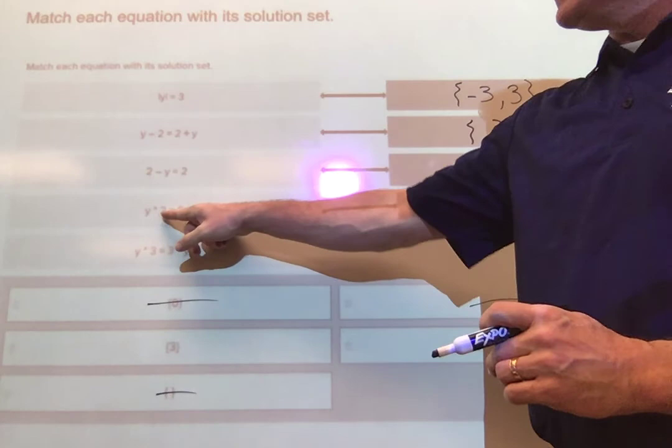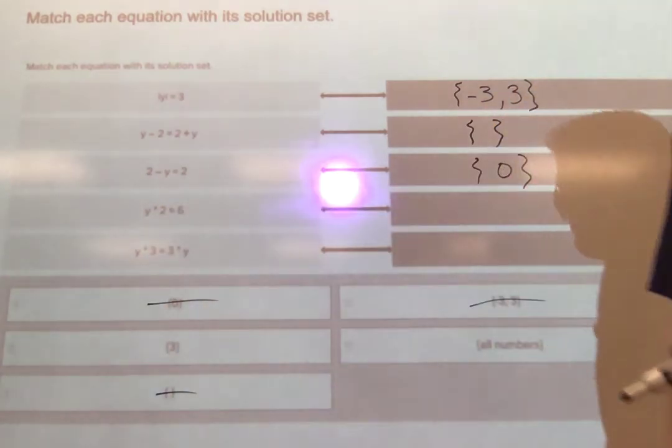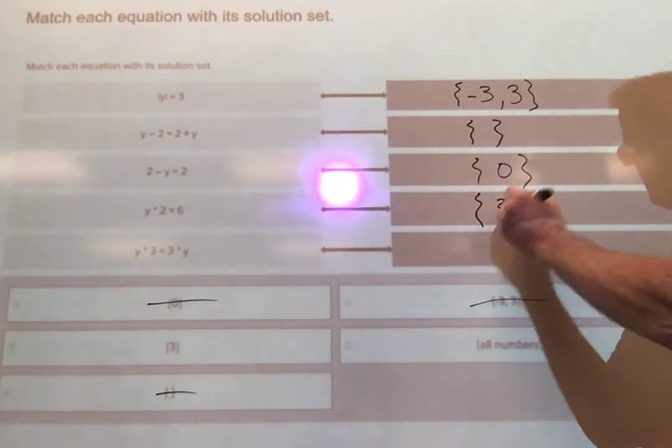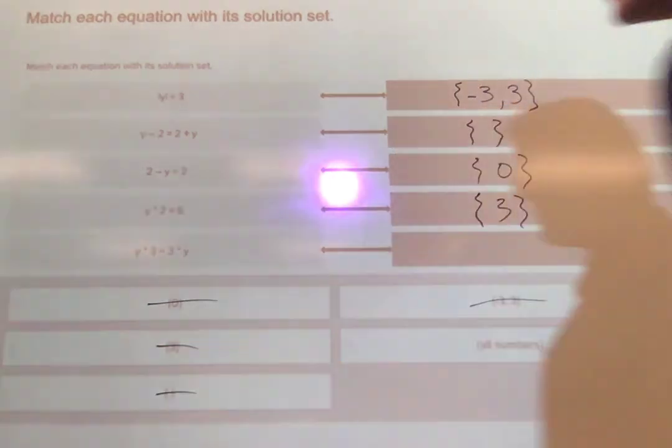And I can divide to undo multiplying, so 6 divided by 2 is 3, or I just know my facts, 3 times 2 is 6. So in this case, y can equal 3. So my solution set, 3 is the only thing that satisfies that to make it true.